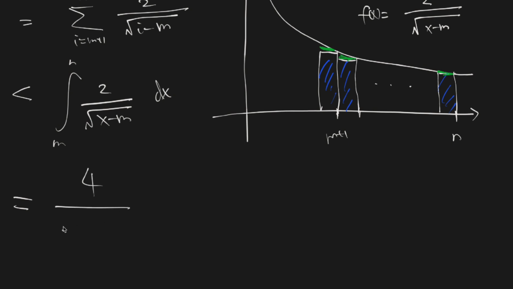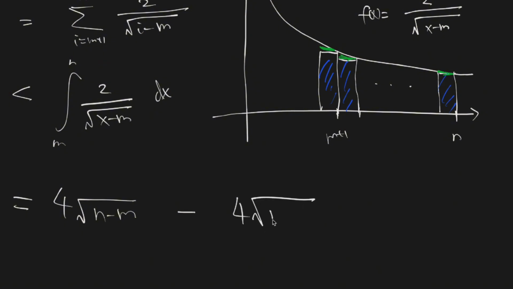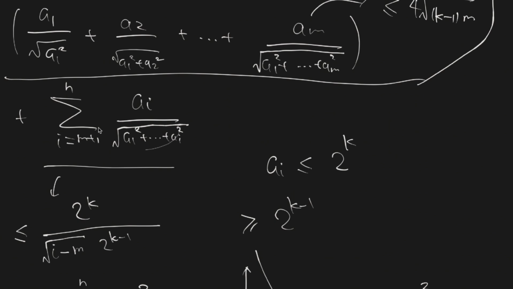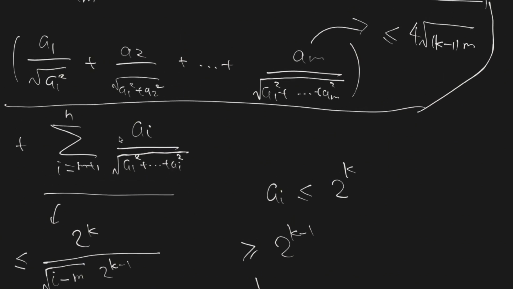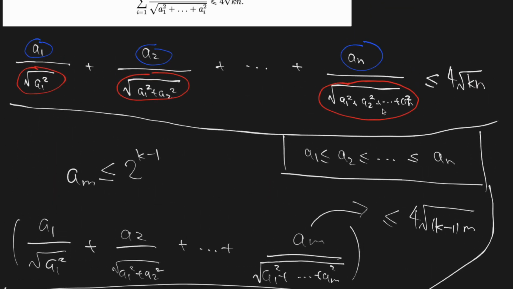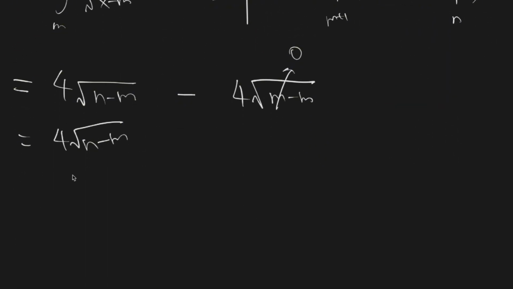And so now we can compute this integral, which should be equal to, or sorry, our antiderivative is 4 times 4 square root of n minus m, minus 4 square root of m minus m, and this is just 0. So it's just equal to 4 square root of n minus m. Hence, we can bound whatever this sum is from above by the quantity 4 square root of n minus m. And so the only thing that is left is to check whether this holds true.